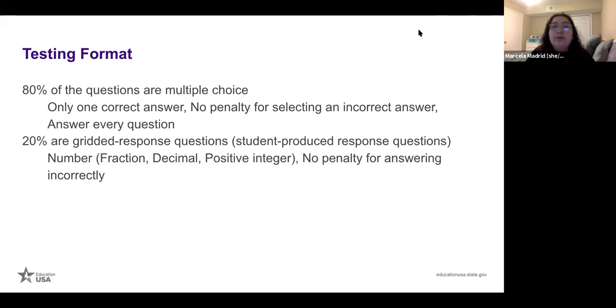So answer every question. And 20% are gridded response questions, meaning student produced response questions, meaning your answer will be a number, either a fraction, decimal, or a positive integer. And again, there is no penalty for answering incorrectly. So you do just want to put in an answer, even if you're not 100% sure it is, because you have a better chance of getting it right if you put something down versus if you put nothing down.